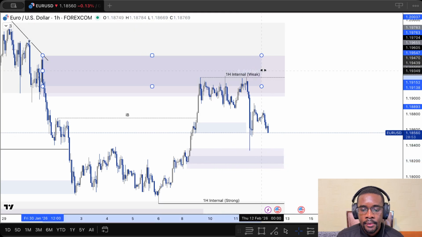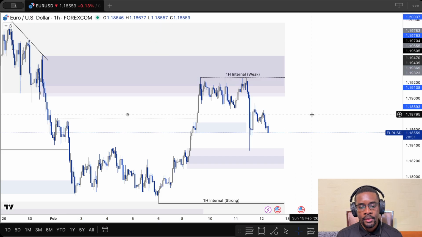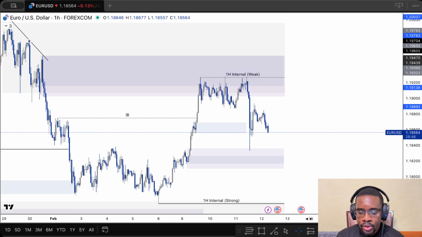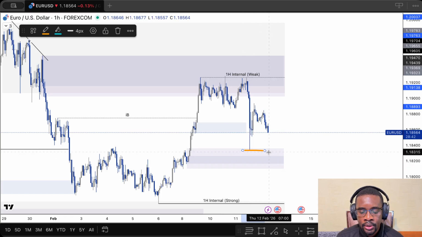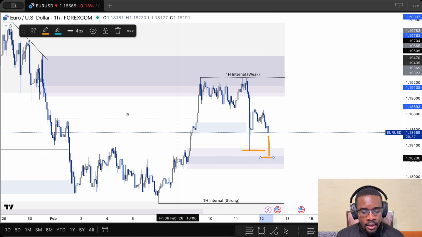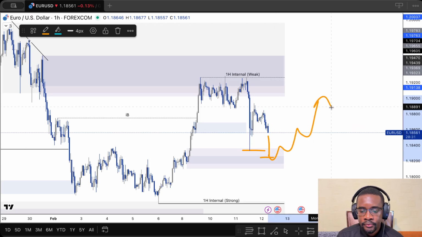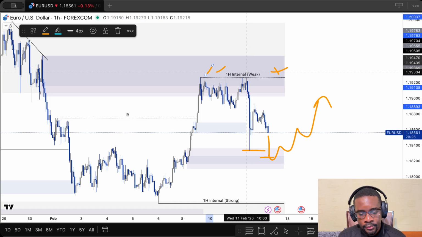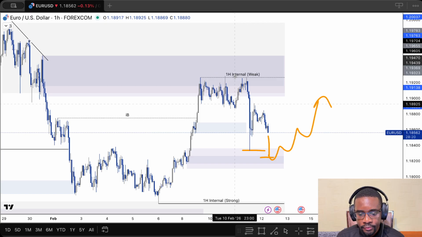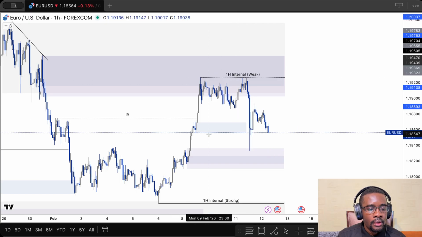I'm gonna pull it like that, and that's it. Okay, so obviously we're gonna expect deeper mitigation of this zone, so that means this area is gonna go, and then we have a deeper mitigation, possibly to mitigate this demand. Okay, and then maybe that's when we get a reaction, to target this resting liquidity up here, or to target this weak internal high. Okay, so that's for the euro dollar.